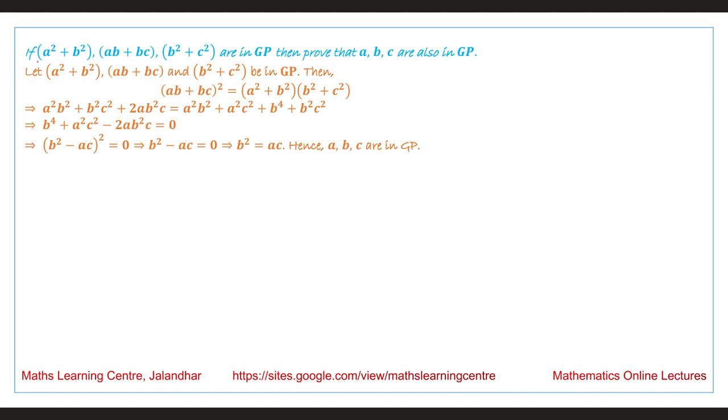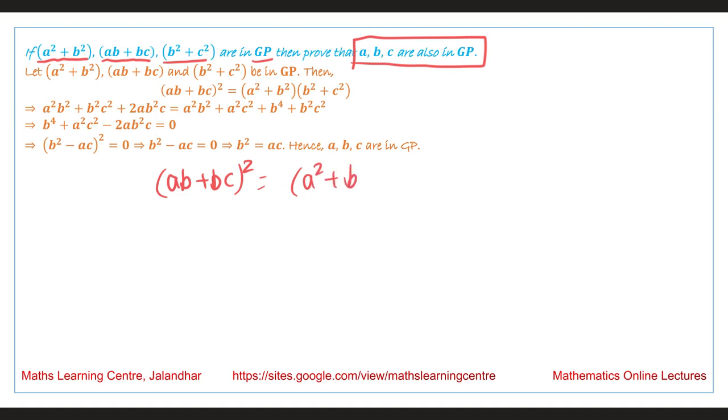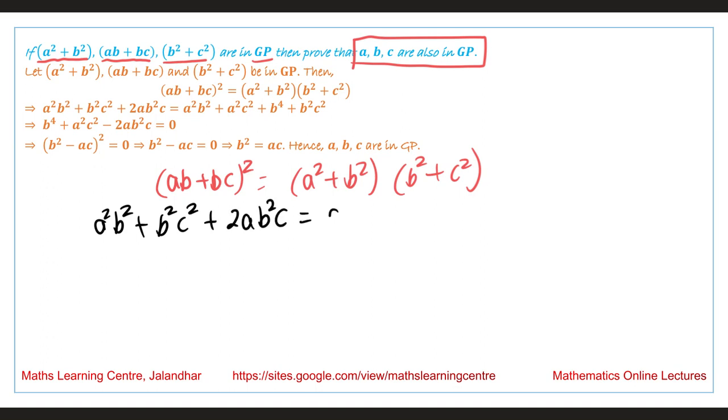Next, if a^2 + b^2, ab + bc and b^2 + c^2 are in GP, we have to prove that a, b, c are in GP. So it is being given that (ab + bc)^2 is equal to (a^2 + b^2)(b^2 + c^2). Now if we open the whole squares, we obtain a^2b^2 + b^2c^2 + 2ab^2c, that is equal to a^2b^2 + a^2c^2 + b^4 + b^2c^2.